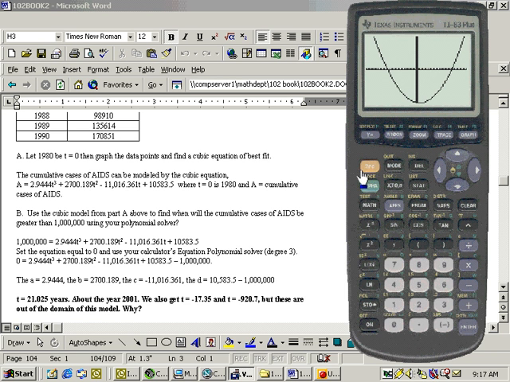Now we can see more of the graph rather than just two lines flowing down. So now let's get the root, or 0, choice 2. And now we can see it a little bit, a lot better, actually. Let's get to the left of the first root that's showing on the graph. Hit enter. Get to the right of this root. Hit enter. Hit enter again. And we should get that answer of negative 17.35.